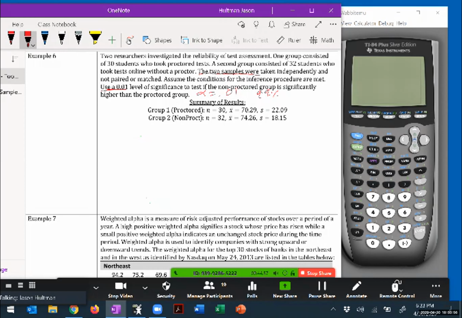Okay, so what is my null hypothesis? Well, that's mu1 is equal to mu2.